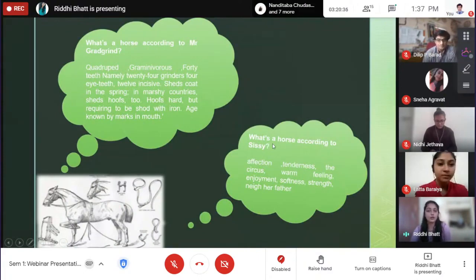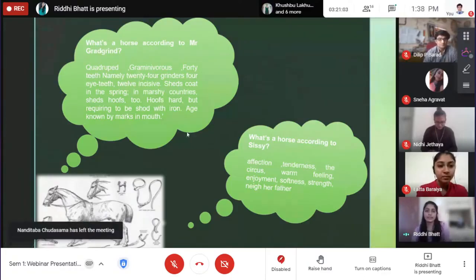So, what is a horse according to Sissy? Affection, tenderness, the circus, warm feeling, enjoyment, softness, strength, and neither her father. So we see that Sissy's background is the circus, imagination, and feelings, and Mr. Gradgrind was a calculating person. So the two are very different people with very different imaginations.